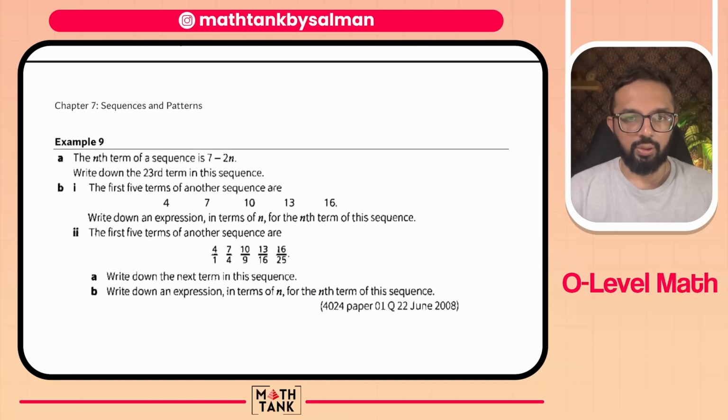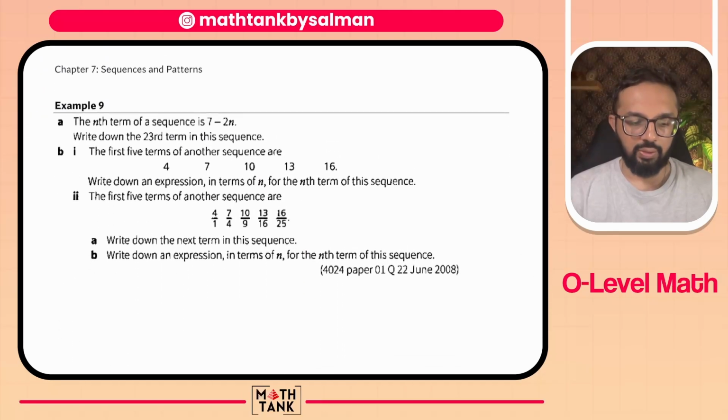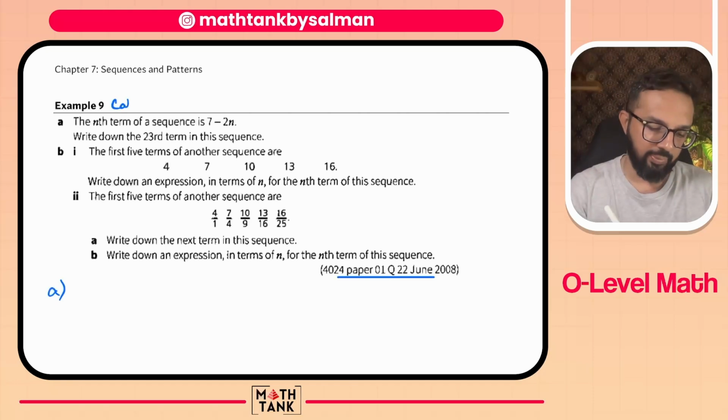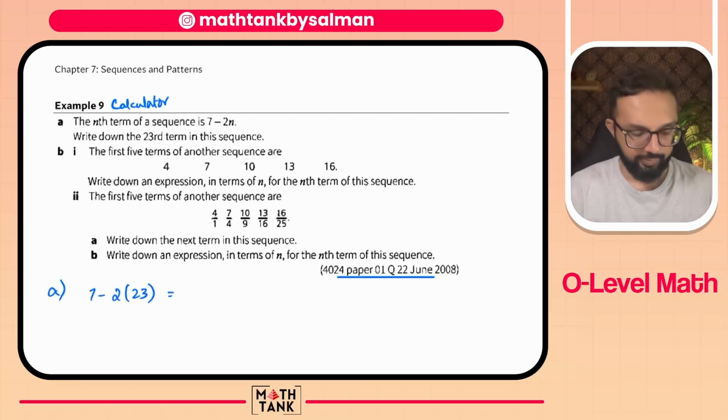Let's talk about the next question. The next question says the nth term of a sequence is 7 minus 2n. Write down the 23rd term in this sequence. So let's see, this is again a calculator paper. So 7 minus 2 times 23. What do I get?